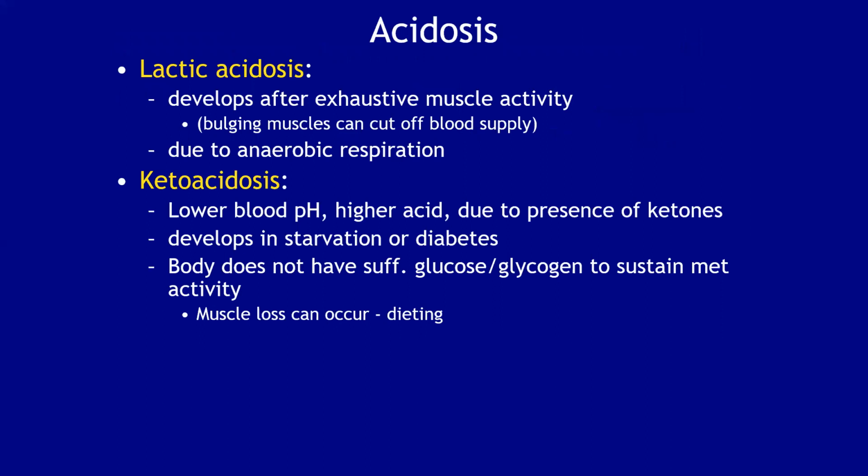Acidosis. You can either have lactic acidosis after you have great muscle activity due to anaerobic respiration. Remember, we talked about the production of lactic acid. You can have acidic blood, higher acidity in your blood due to lactic acidosis, or you can have ketoacidosis, and this is due to the presence of ketones. So if a person is dieting, or they have diabetes, your body does not have enough glucose to sustain your metabolic activity, and you could go into a ketoacidic situation.